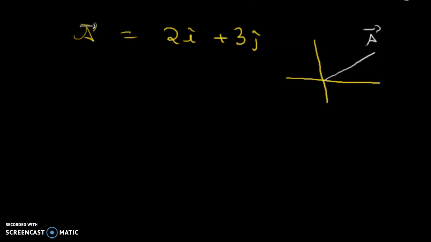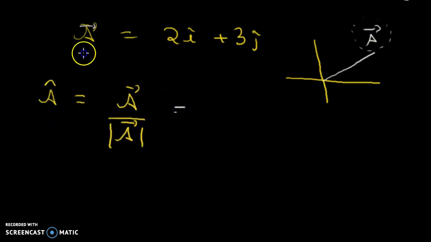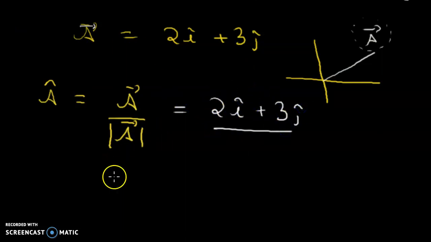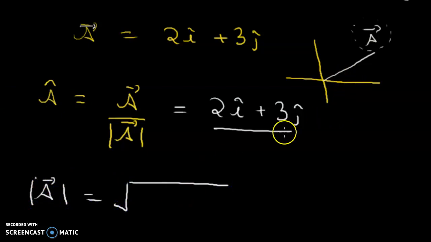I repeat. The vector a also has its own direction, which is something like northeast. If I need a unit vector for that, I would represent it as a cap. That is the vector divided by its magnitude. So I just need to divide the vector by its magnitude. What is the vector? 2i cap plus 3j cap. And what is the magnitude of this vector? What is the magnitude of any vector? It is actually the length of that vector.